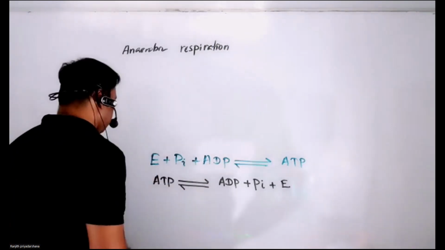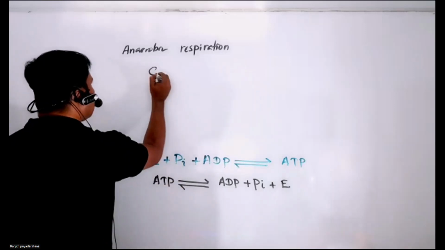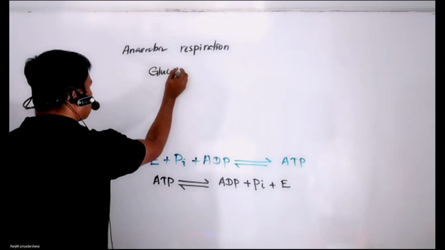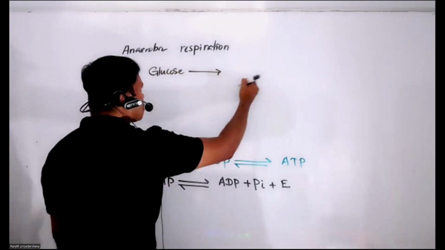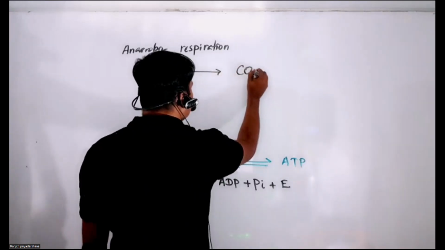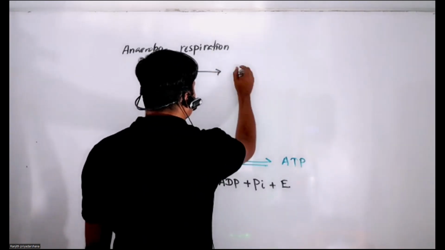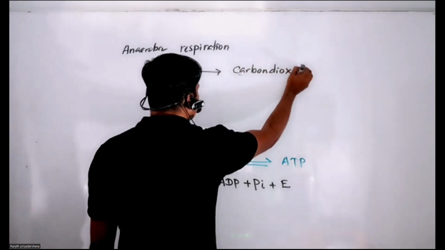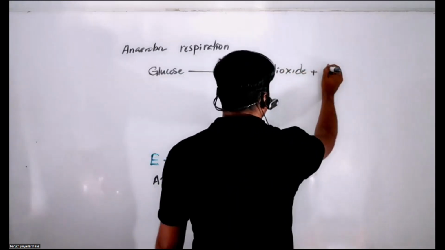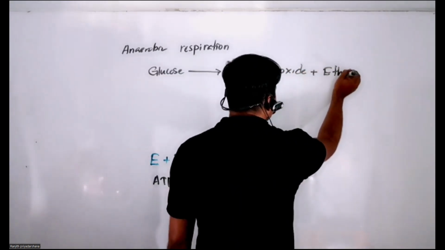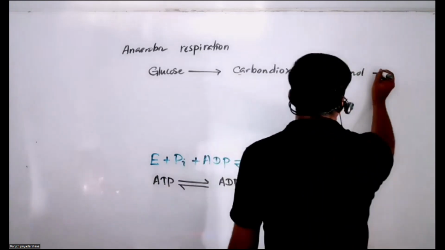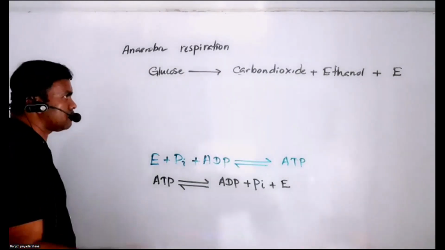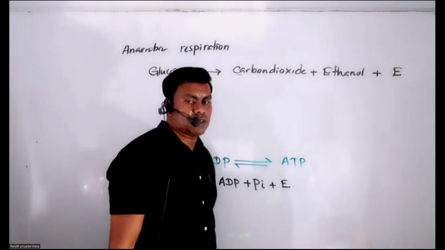Here, glucose molecule, carbon dioxide, plus ethanol, plus energy. Here, the amount of energy released by anaerobic respiration is very small. So this happens in fermentation.